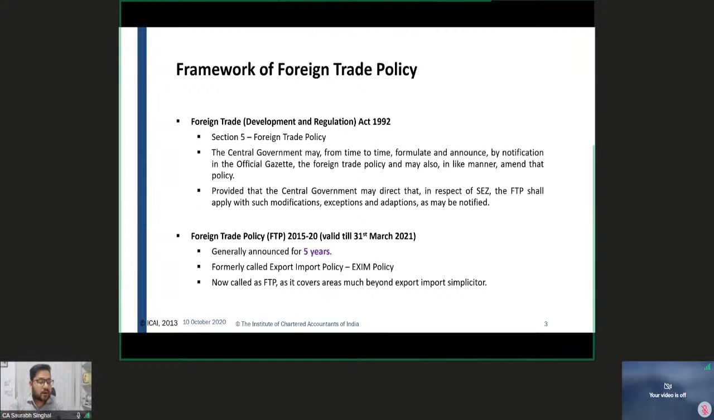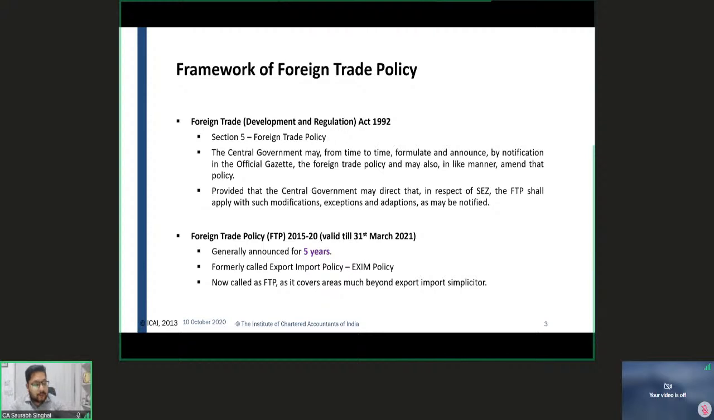Provided that, and this is important, provided that the central government may direct that in respect of SEZ, the FTP shall apply with such modifications, exceptions, and adaptations as may be notified. Why are these lines there under Section 5?